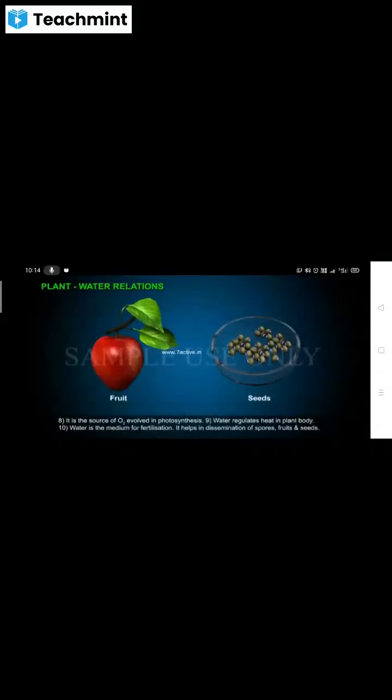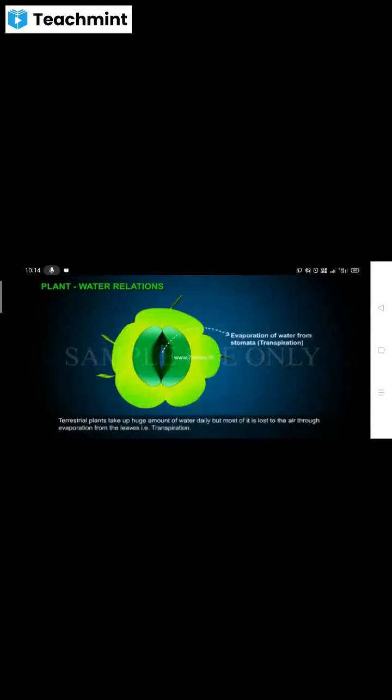It is also the source of oxygen in photosynthesis. It also regulates the heat in the plant body, and water is the medium for fertilization, and it also helps in processes like dispersion of spores. It is also helpful in the evaporation of water from the stomata. That term is transpiration.